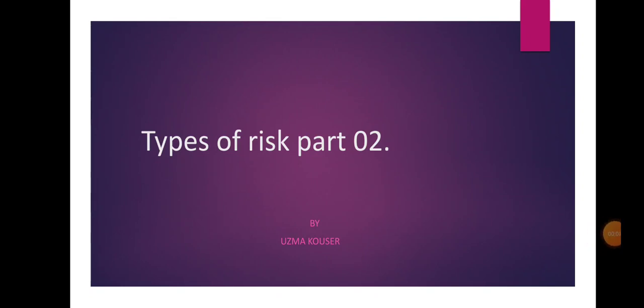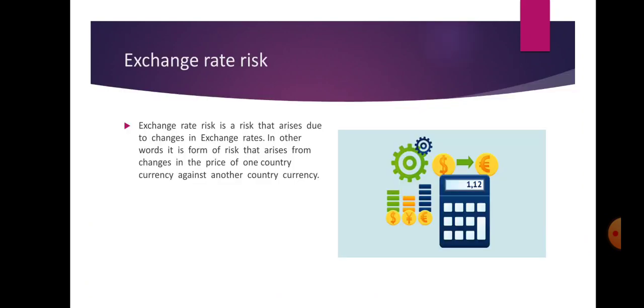So in today's video we are going to discuss types of risk, part number 2. The first type of risk is exchange rate risk. Exchange rate risk is a risk that arises due to changes in the exchange rates. It is usually a risk when there is a change in the rate we expected.